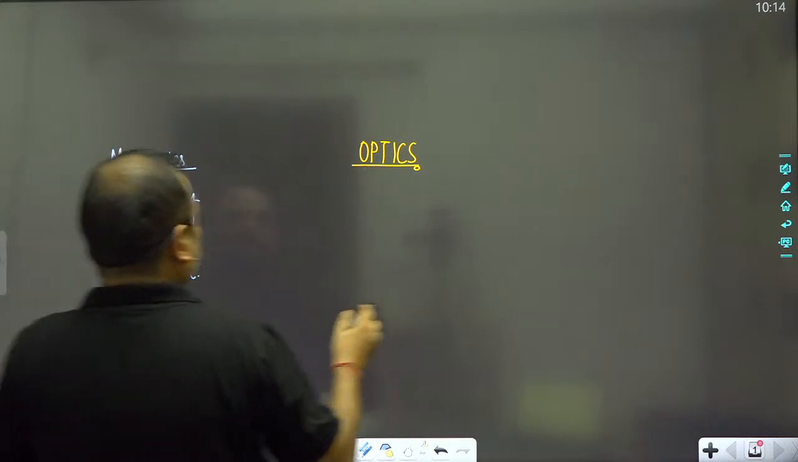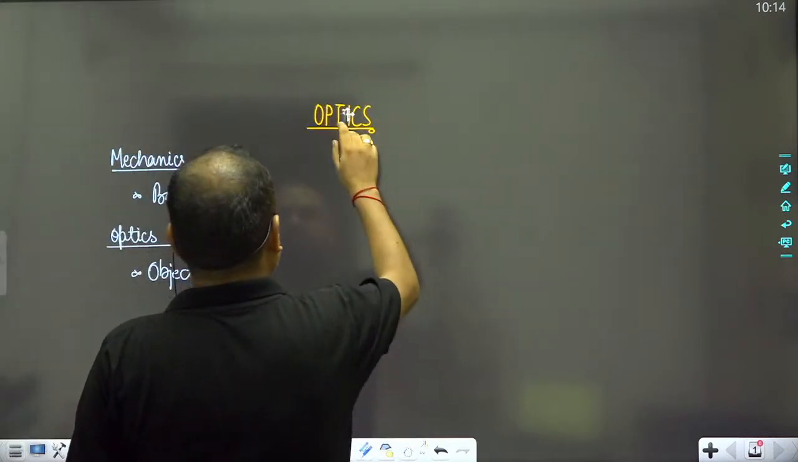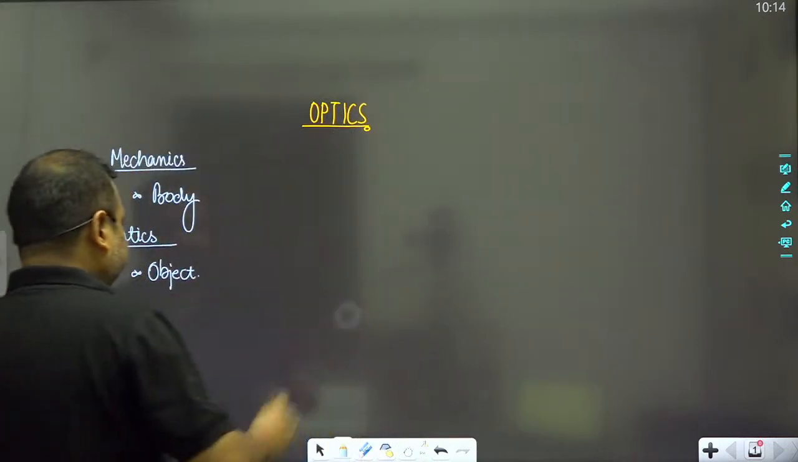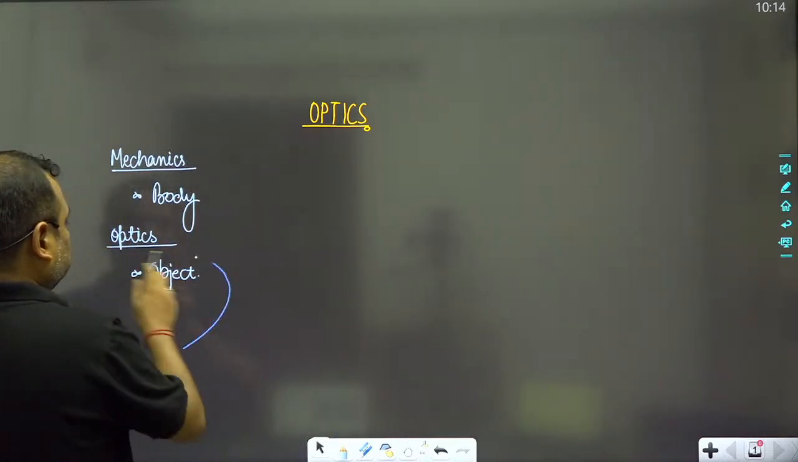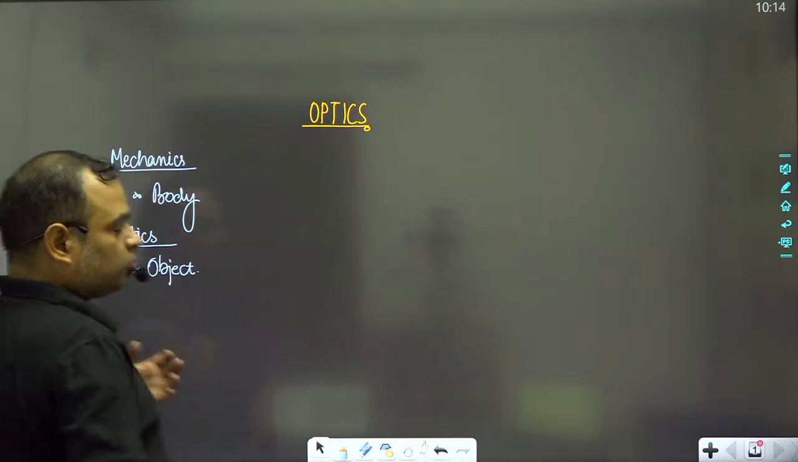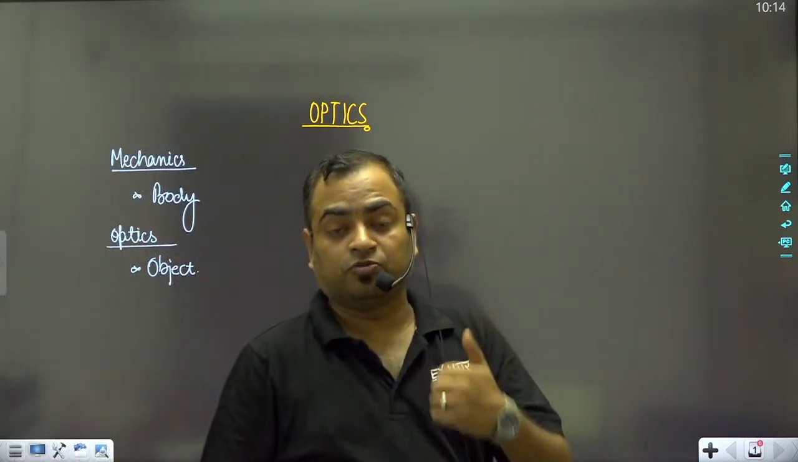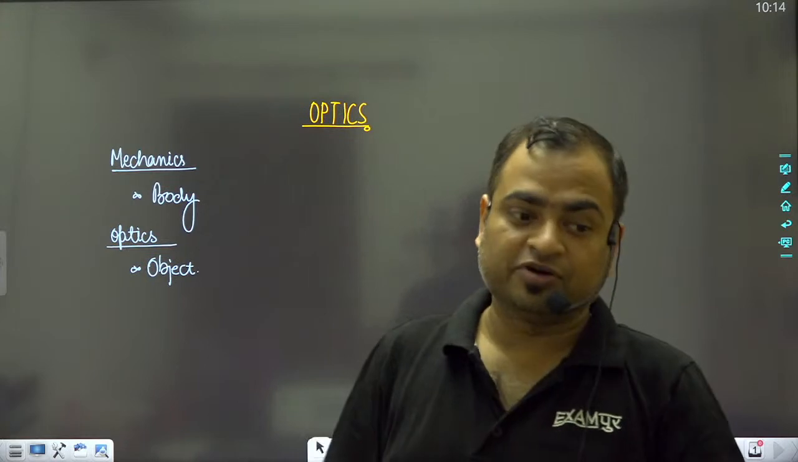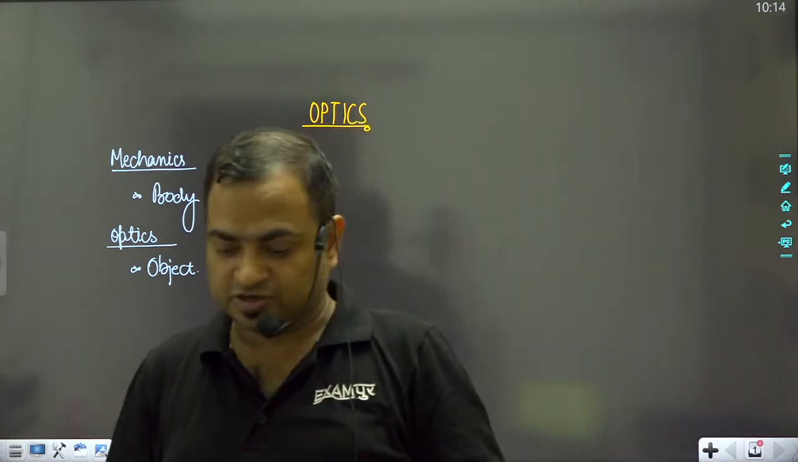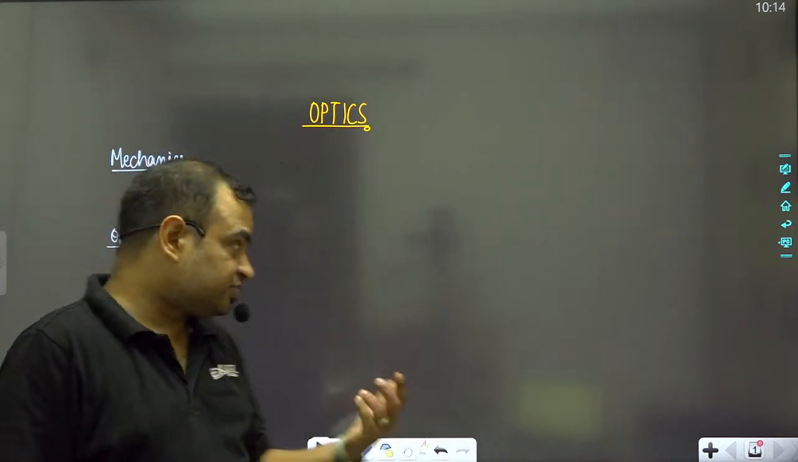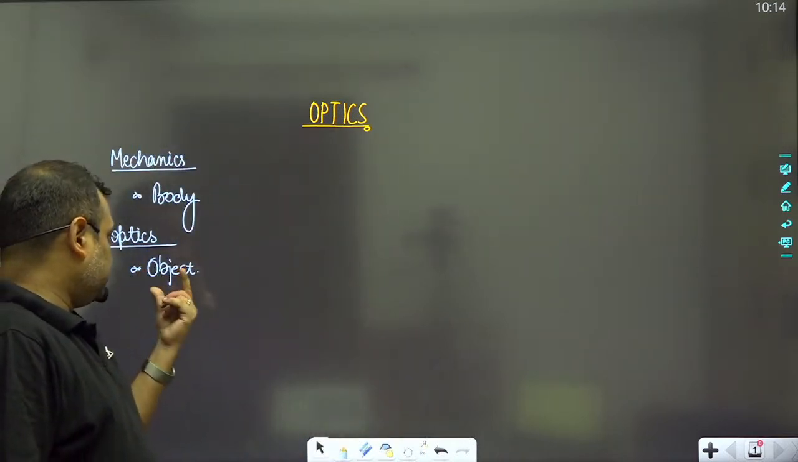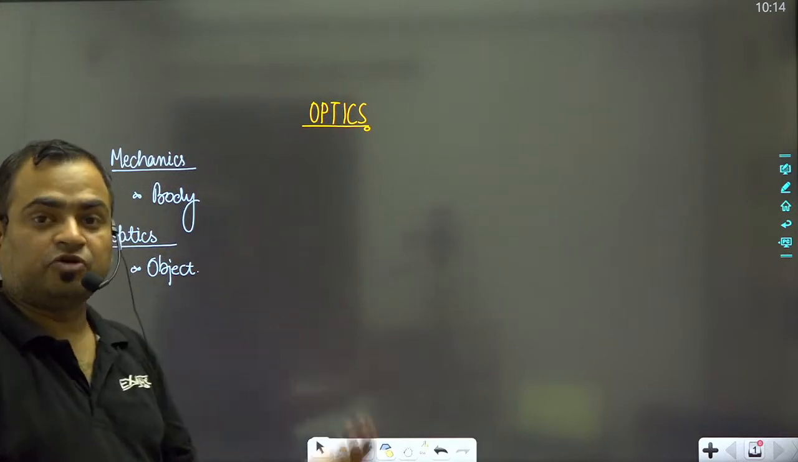I hope this is an important thing. So these are the objects. Actually, the word object has been derived from observation. When we see a body, we just observe that body. That's why the word object has been derived from observation.